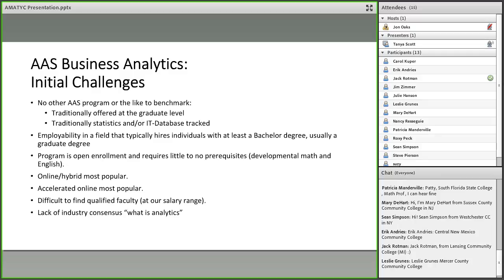Our online hybrid is most popular, and traditionally this kind of program is offered as a seated program, especially at the graduate level. And so that posed some challenges in developing the curriculum, making sure that students were capable of learning this material online effectively. We also offer an accelerated program, which means that we offer courses in 8-week sections versus a traditional 16-week semester.